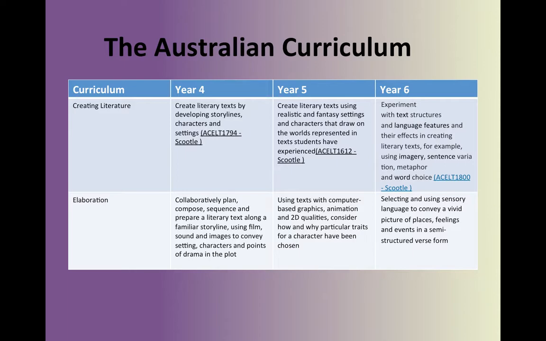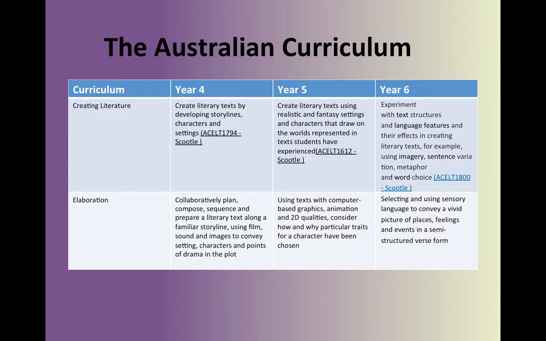The Year 4 students are completing sequence activities to familiarise themselves with concepts that they'll be assessed on towards the end of the term, which is approximately 4 weeks away. The Year 5 students will focus on creating literary text using realistic and fantasy settings and characters that have drawn upon the worlds represented in the text or the worlds that students have experienced themselves.